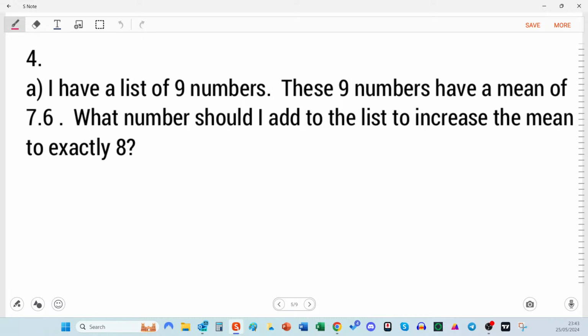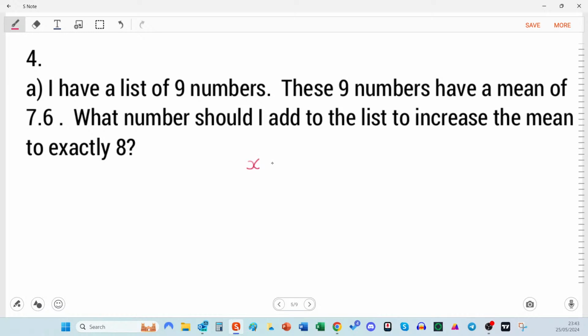We just write down what we have, right? What do we know? It's not asking you to plug something into a calculator. This may be a little bit of a strange question, right? So you've got to think a bit. Just write down, brainstorm what we know. So we've got 9 numbers and they have a mean of 7.6.